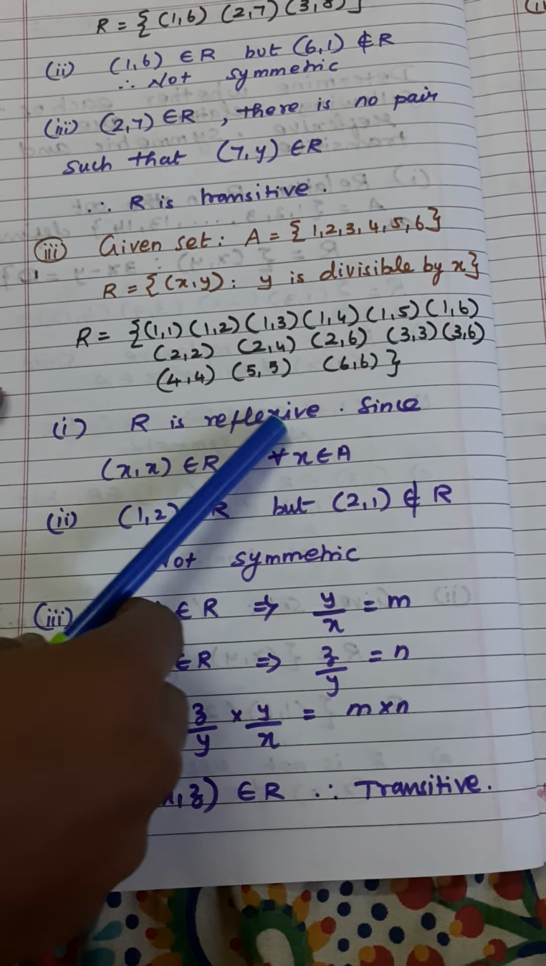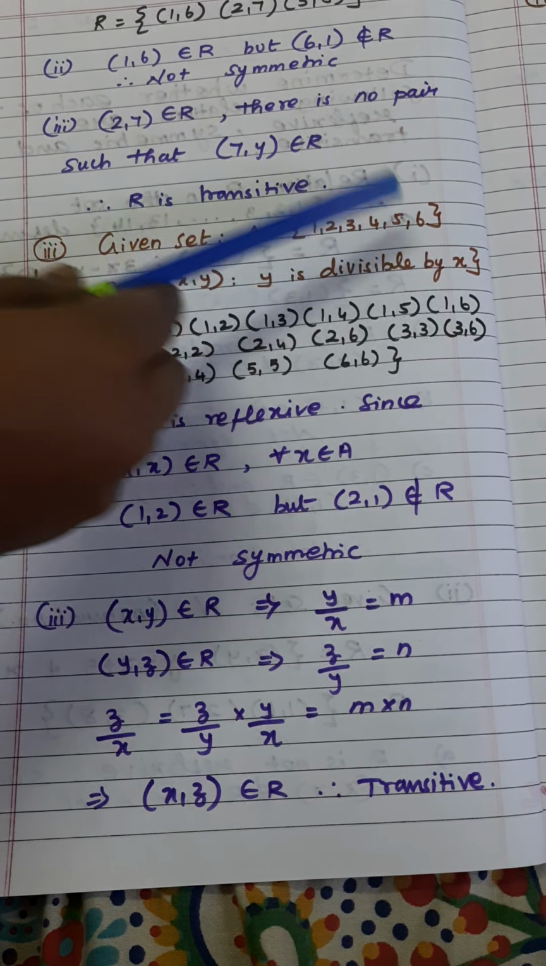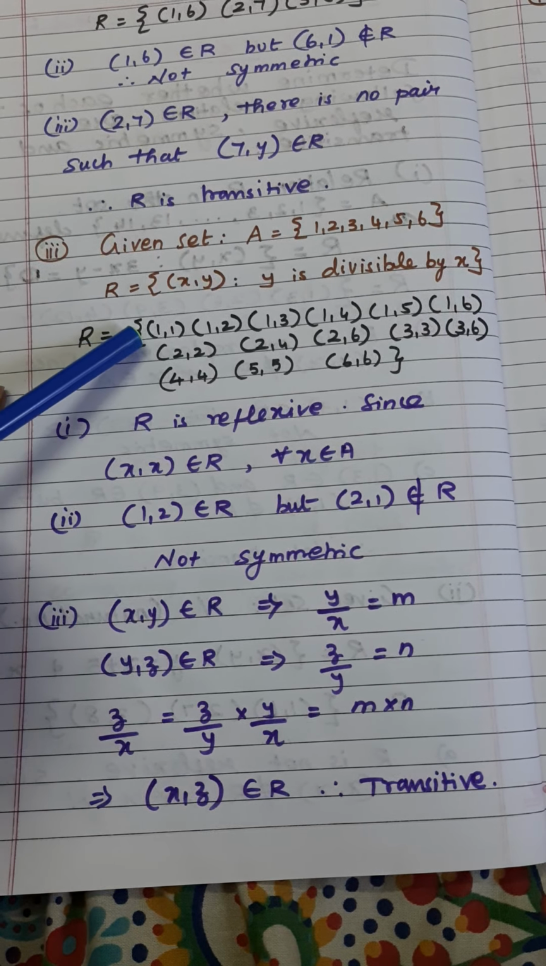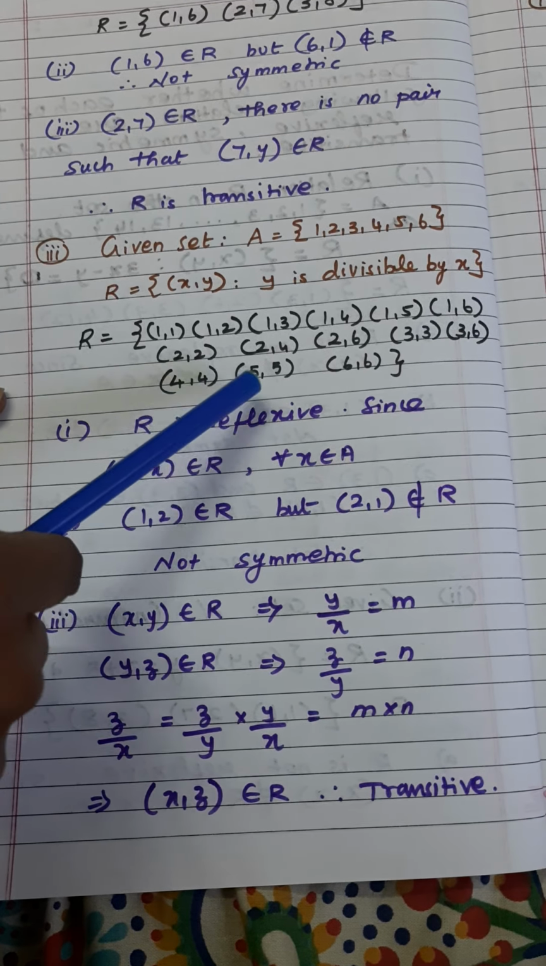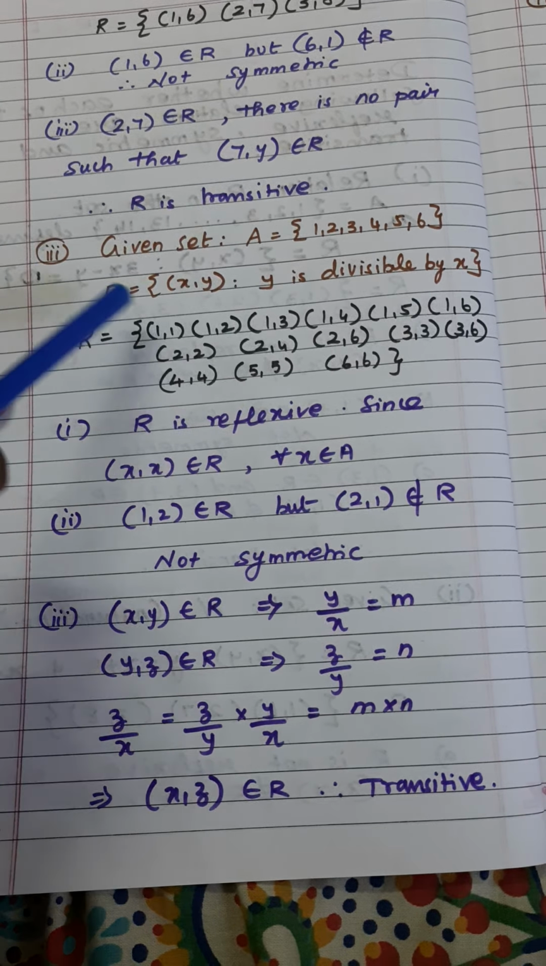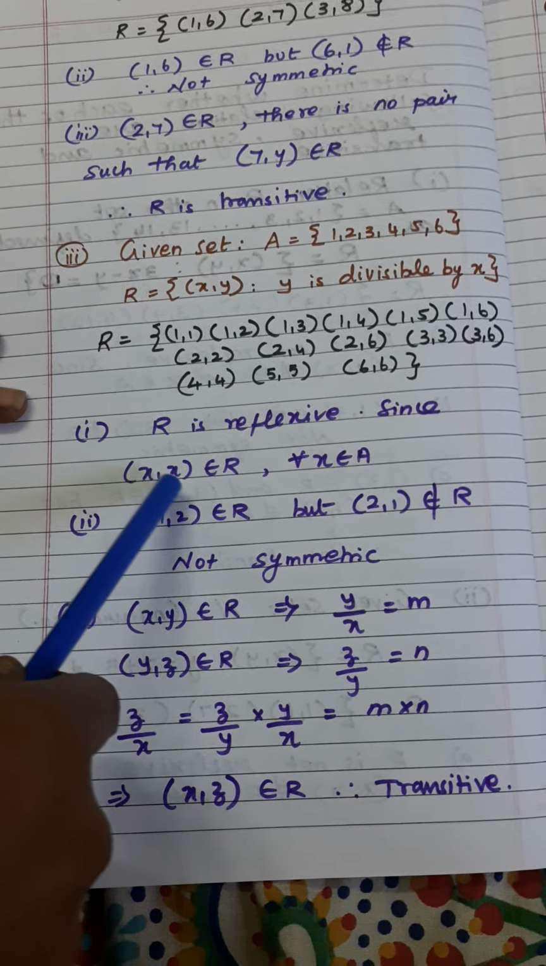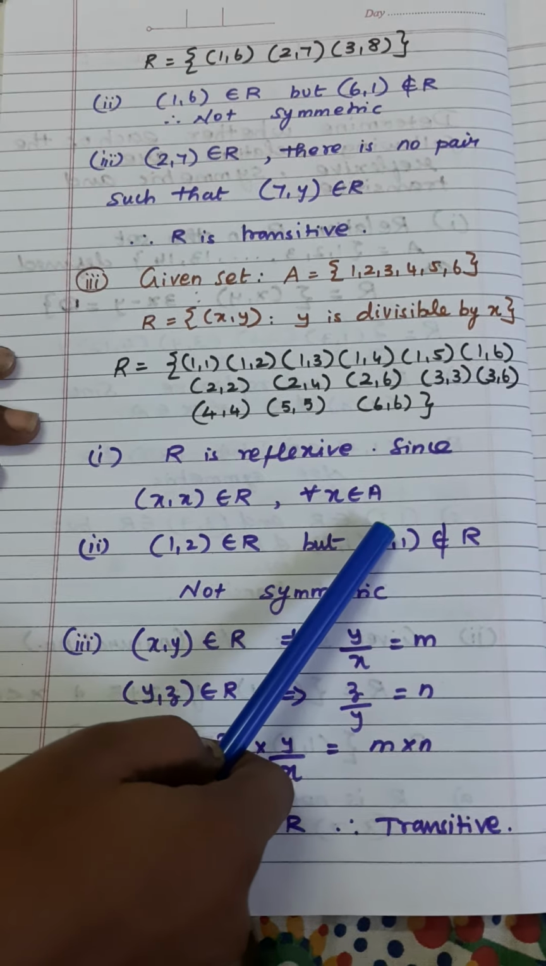Now R is reflexive because all 6 elements are there: (1, 1), (2, 2), (3, 3), (4, 4), (5, 5), (6, 6). All are here. So (x, x) belongs to R for all x belonging to A.